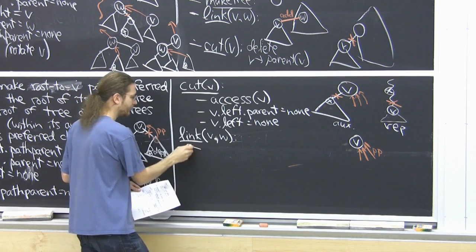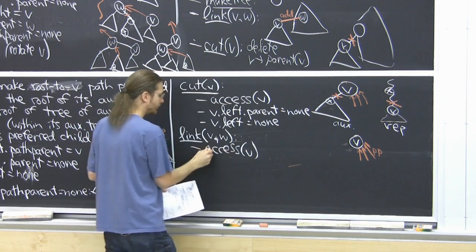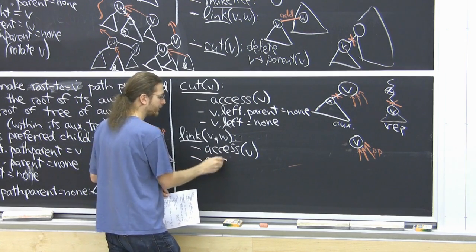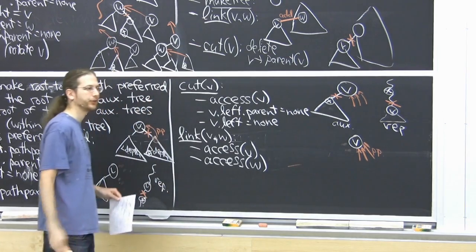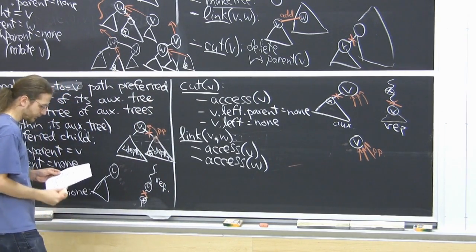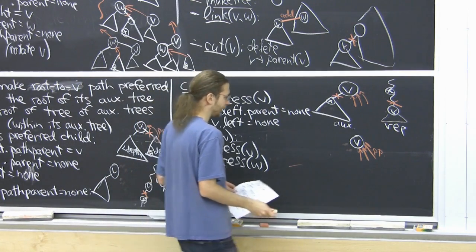How about a link? Well, first thing we do in a link is access v and access w. These don't interfere with each other because the precondition is that v and w are in different trees of auxiliary trees. They're in different represented trees. So they're completely independent.